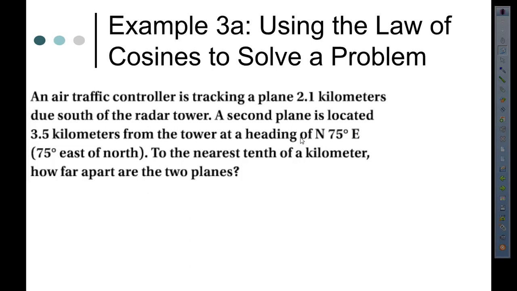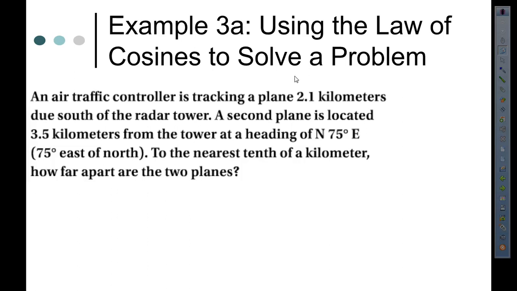So this is kind of a vector reading. And the way this is read, it means 75 degrees east of north. So we're going northeast in that direction. The first number is the direction you're looking, and you're going to go towards the east, 75 degrees. To the nearest tenth of a kilometer, how far apart are the two planes?